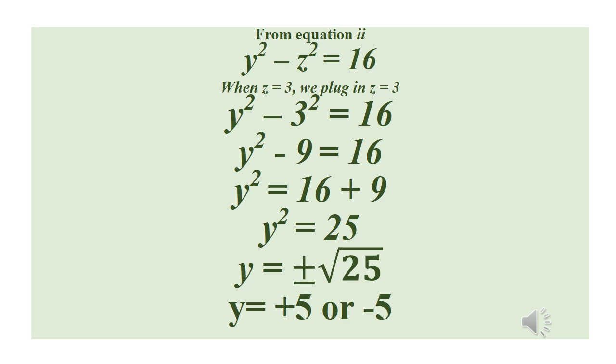So y squared equals, add 9 to both sides or take minus 9 to the other side, then it becomes plus 9. Then we have y squared equals 16 plus 9. Then y squared equals 25. So if we square root both sides, then the square root will cancel the square on y. So we have y left. So we have y equals plus or minus square root of 25. So we have y equals plus 5 or minus 5.